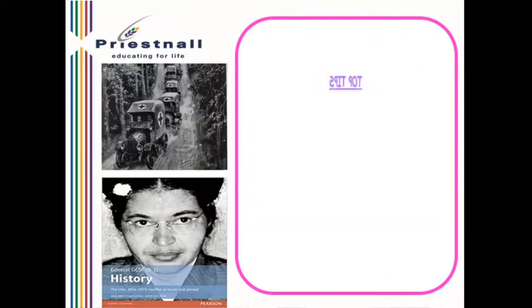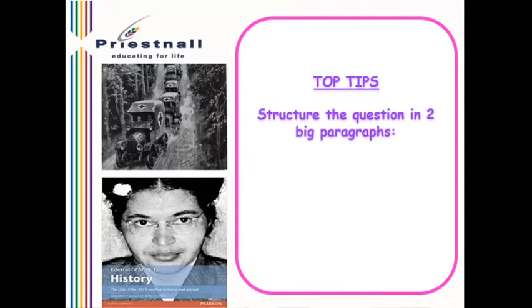So a couple of extra tips before we start. I would structure the question in 2 big paragraphs, so don't try and overcomplicate it. One for source A and one for source B. Then you won't be overcomplicating it at all by doing lots of little paragraphs. So one for source A, use that 3-point checklist for A. One for source B, use that 3-point checklist for B.